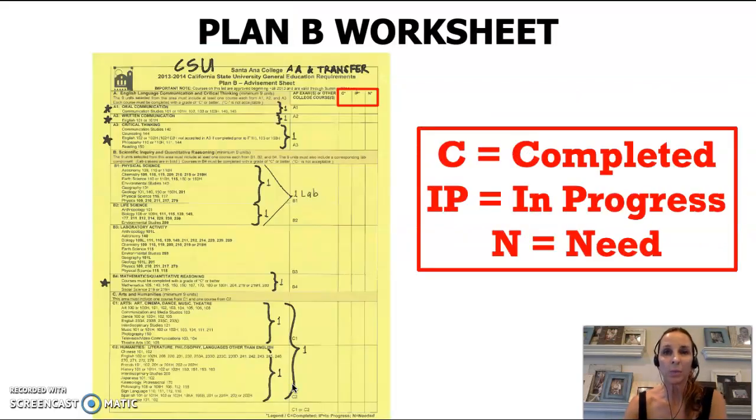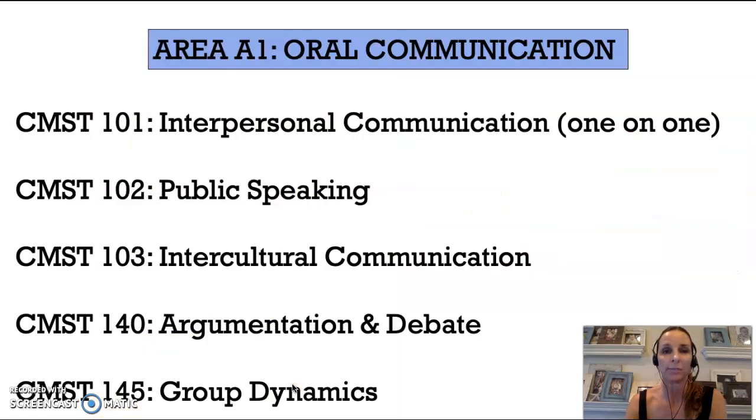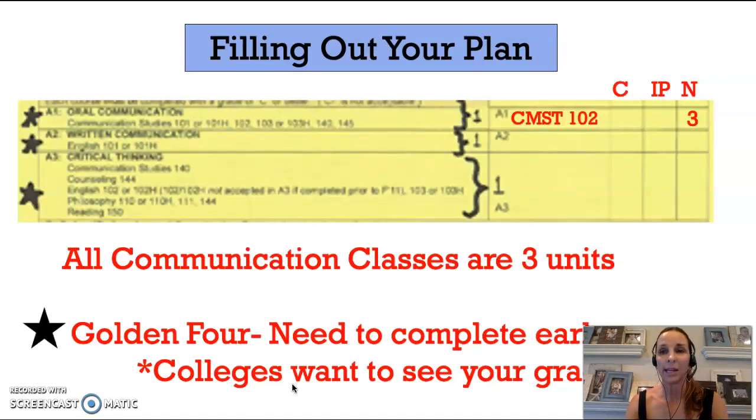This is what the Plan B worksheet looks like, and I'm just going to go through it so you understand all the general ed requirements. First of all, the C, the IP, and the N stand for that you've completed the class, it's in progress, or you need it. The first class you need in Area A1 is an oral communication class. And I list in the slides exactly what all the numbers stand for. Then in your plan, you would put the class that you want to take and then the units, so that you still need 3, and all communication classes are 3.